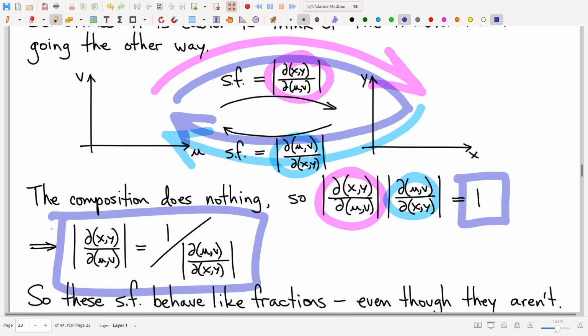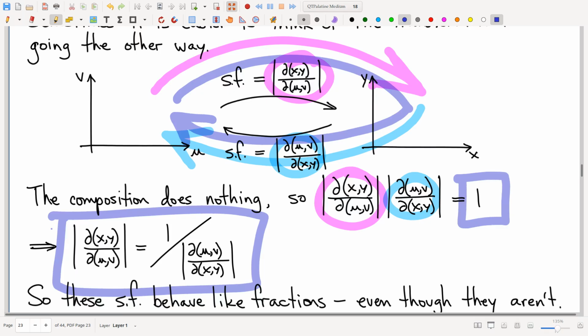So this is a really nice little result, and it is another example of why it's very convenient to write these stretching factors as fractions. Because again, they behave like fractions. This is just another example of how these stretching factors behave like fractions. I cannot emphasize enough, they are not fractions, right? This is not really a fraction. It's a determinant, right? But it behaves like a fraction, and writing it as a fraction is therefore convenient. Is that cool? Everybody happy with that?